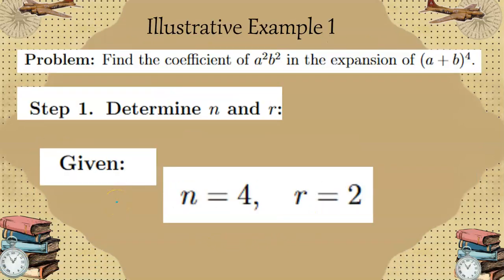So here's our first example. We are going to find the coefficient of the term involving a squared b squared in the expansion of a plus b raised to the power of 4. We have n equal to 4. The term involving a squared b squared has the exponent of b equal to 2, so r is equal to 2. The ordinal number of the term is r plus 1, which is 3. Again, r is 2, and we're looking at the third term.